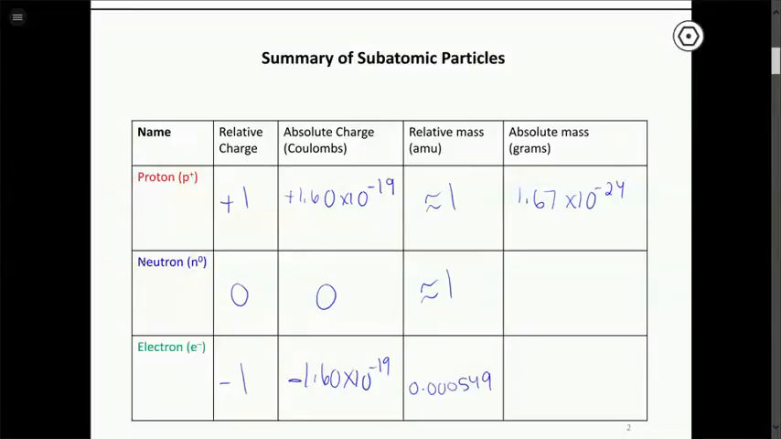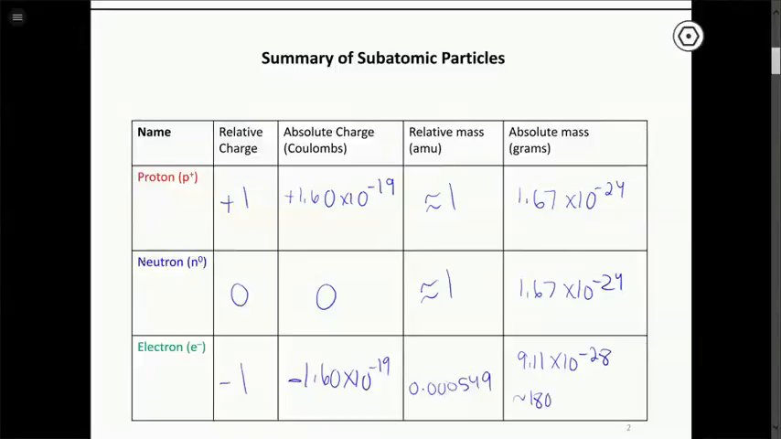So you need a lot of protons just to have 1 gram of mass. And then neutrons to 3 significant figures are the same. If you were to go more precise, there'd be slight differences. And then electrons, 1,800 times smaller, 9.11 times 10 to the minus 28.